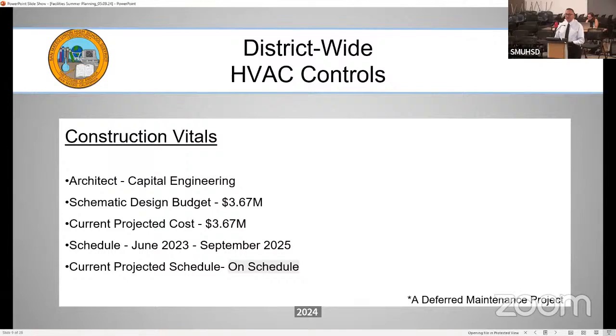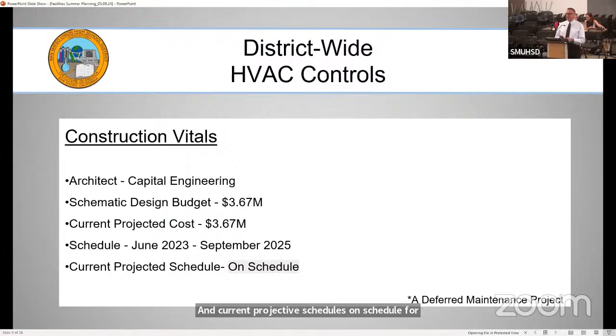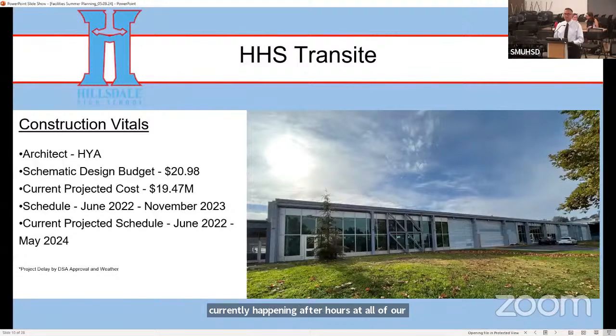District-wide HVAC controllers. This is Capital Engineering, who's our architect of record, and our schematic design budget is 3.67 million. Current projected cost is 3.67. Schedule is June 2023 to September 2025, and current projected schedule is on schedule for September of 2025. These are projects that are currently happening after hours at all of our comprehensive sites.